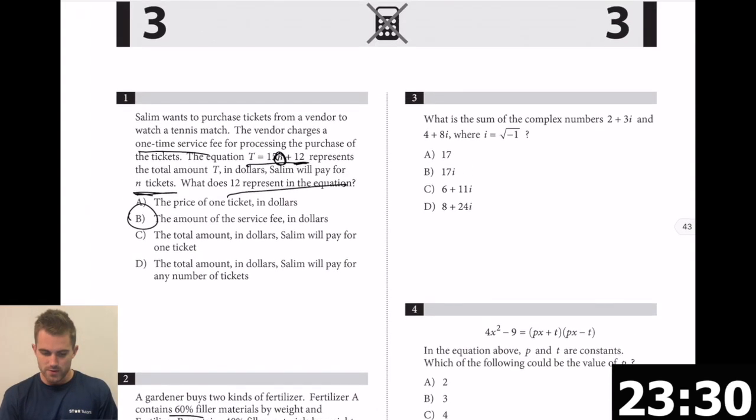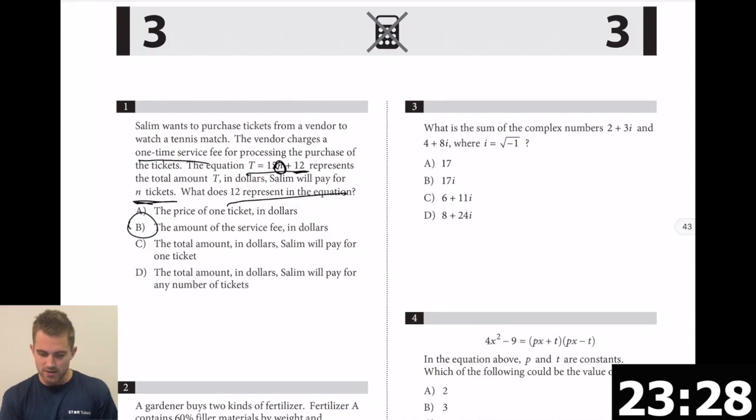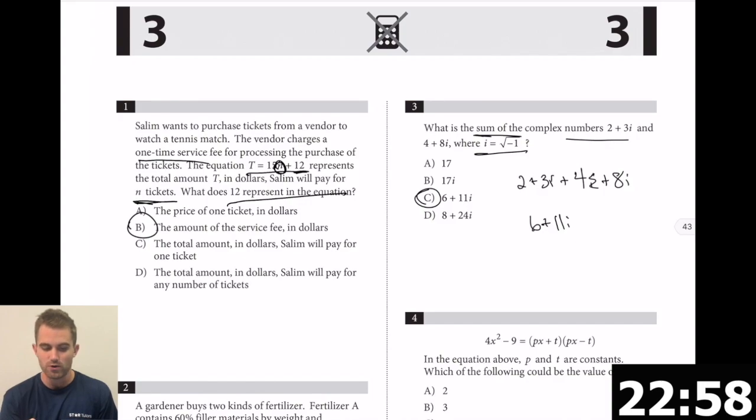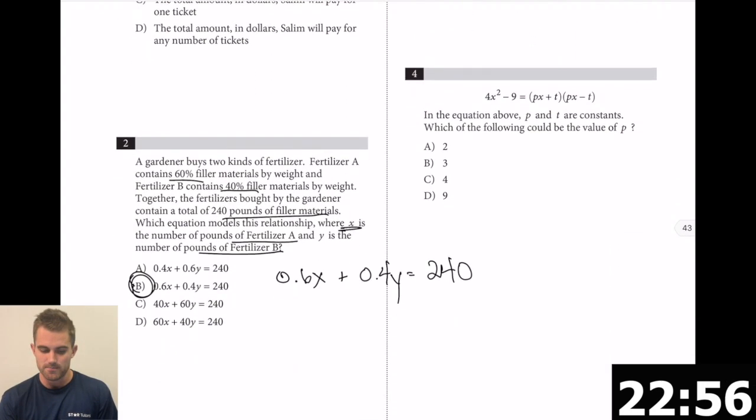Okay, let's keep going. Number 3 up here says, what is the sum of the complex numbers 2 plus 3i and 4 plus 8i, where i is equal to the square root of -1? Well, on this one, guys, because we're not dealing with i squared terms, which we know is equal to -1, we can just say 2 plus 3i plus 4 plus 8i. I'm just going to erase that because we're looking for the sum. Right, so we get 6 plus 11i. We don't want to multiply those, guys. Don't forget that we don't want to multiply because we're just looking for the sum.